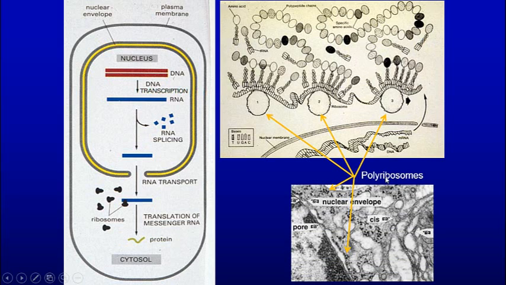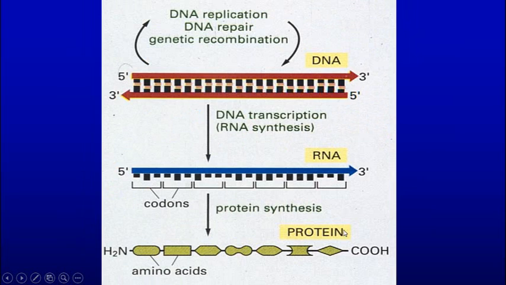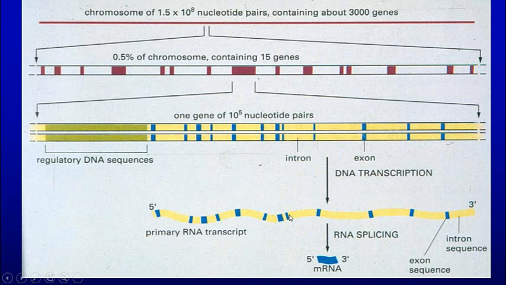So here we see polysomes. Polysomes are ribosomes that are attached to one another by a common messenger RNA, and some of them can be free polyribosomes, or some of them could be on the endoplasmic reticulum, or in this case, they're on the outer leaflet of the nuclear envelope. So here we have DNA, you have the RNA with the codons, and then from that produces a protein.